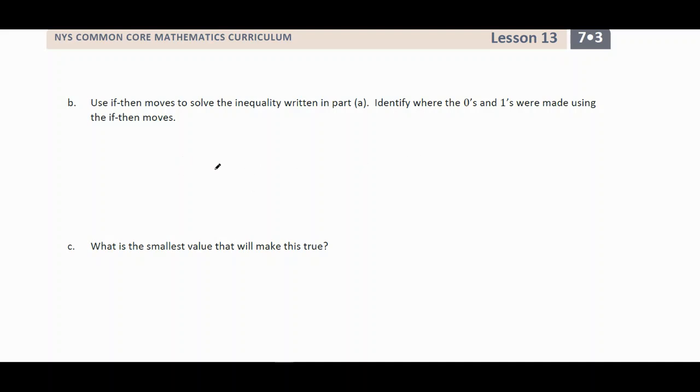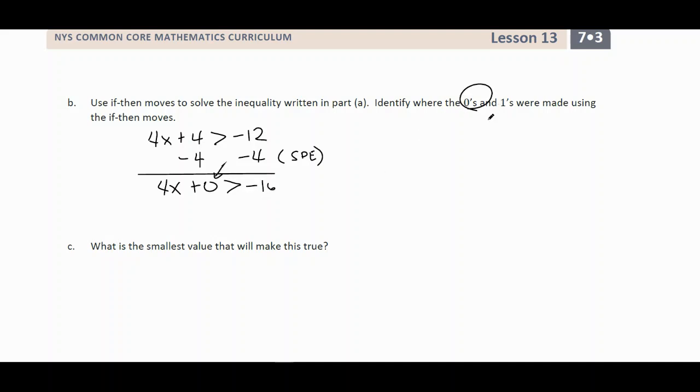Okay, so writing that, we're going to have 4x plus 4 is greater than negative 12. For us to create the 0, we need to add negative 4 on both sides, basically removing it by using the subtraction property of equality. So we use SPE. So we're going to have 4x plus 0 is greater than negative 16. There you are. That's the zeros that we're looking for.